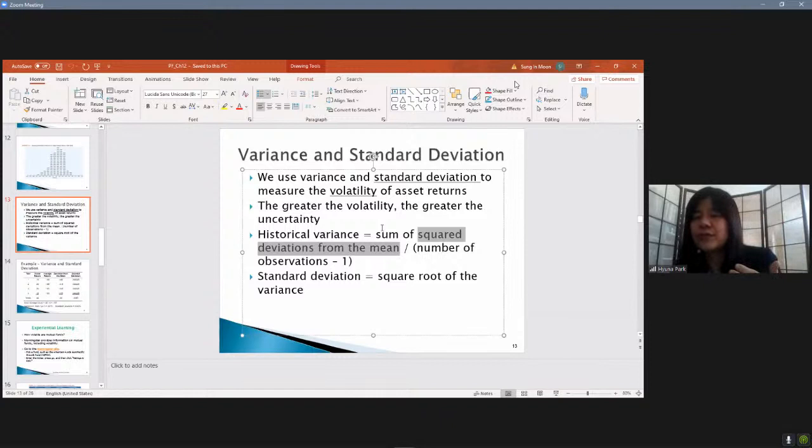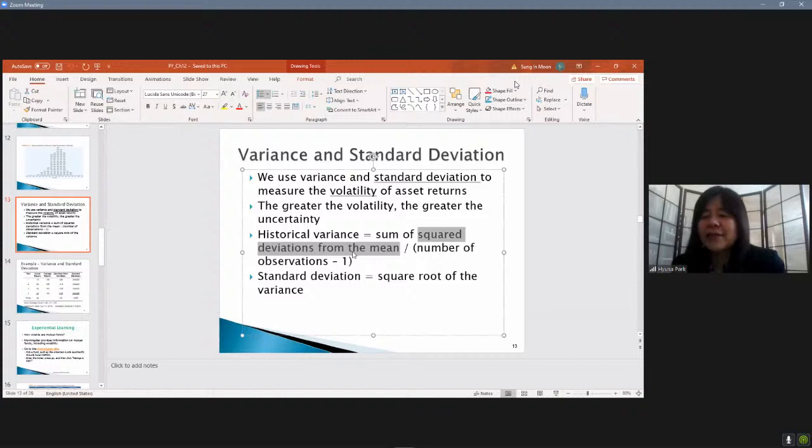So how to find the standard deviation? Standard deviation is by definition the square root of the variance. That's how to calculate variance and standard deviation using historical return data. And Excel has a variance function and a standard deviation function, and they use exactly this formula. So that's how you use historical return data to calculate the standard deviation, a measure of risk. Any questions so far?